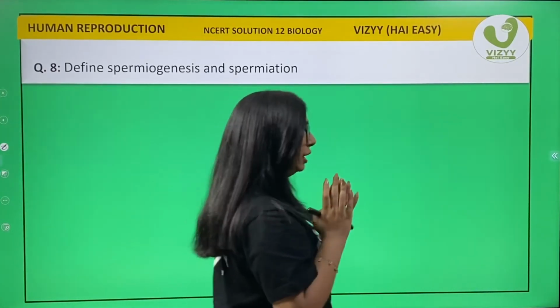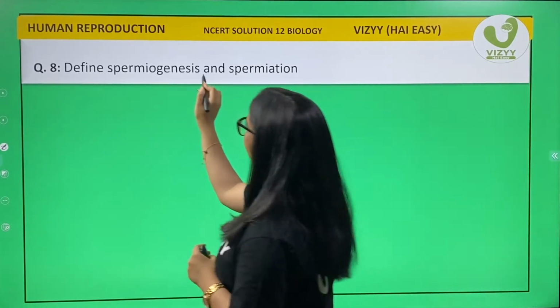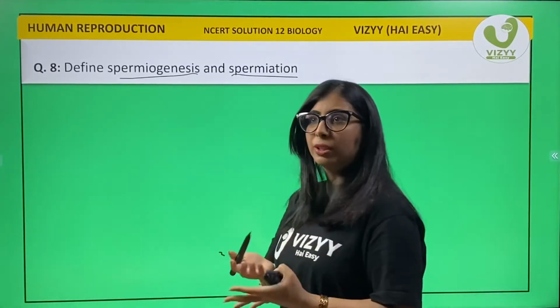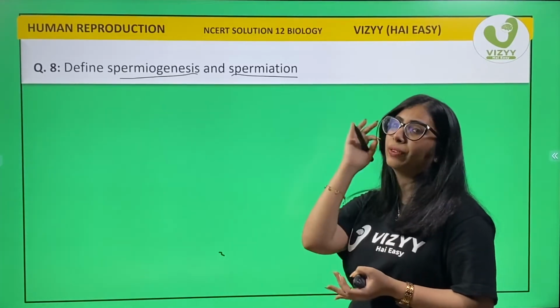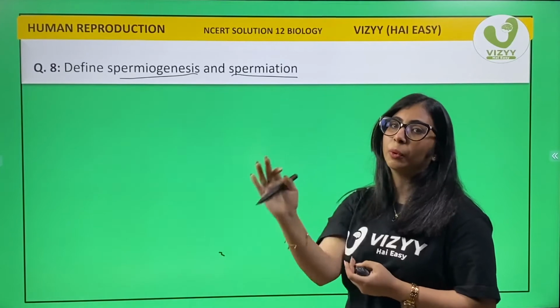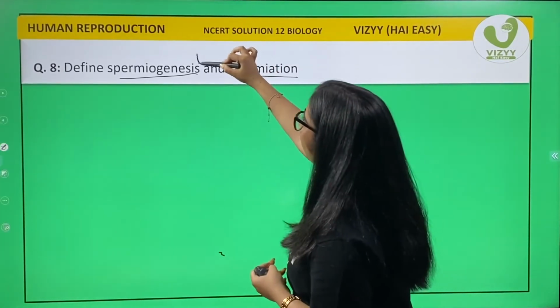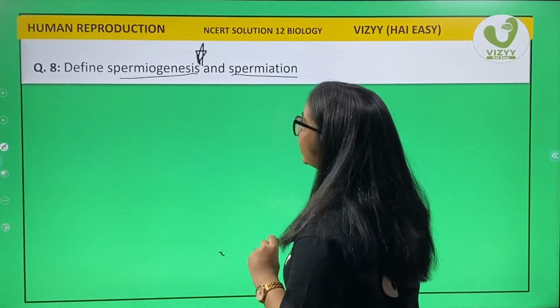Define. Definition. Definition of what? Spermatogenesis and spermiation. When you read these both terms, they look very similar, but they have a very thin line or very minor difference in both these things. So we need to cram these definitions. This is very, very important. Let's start.